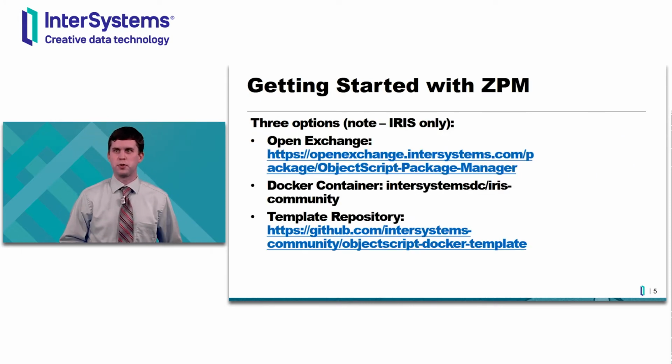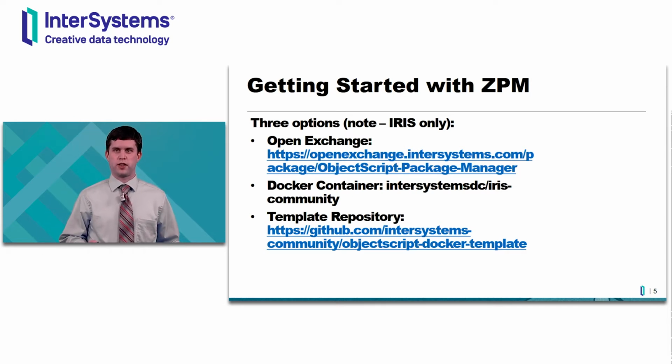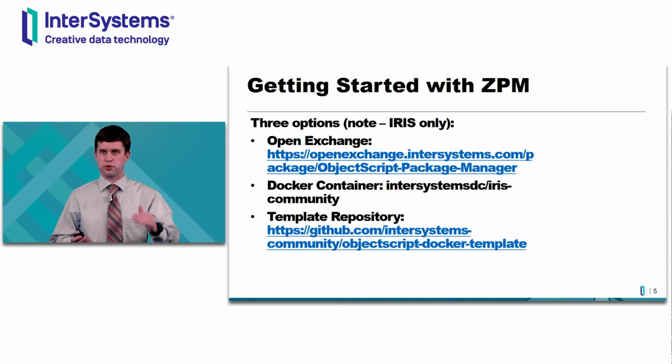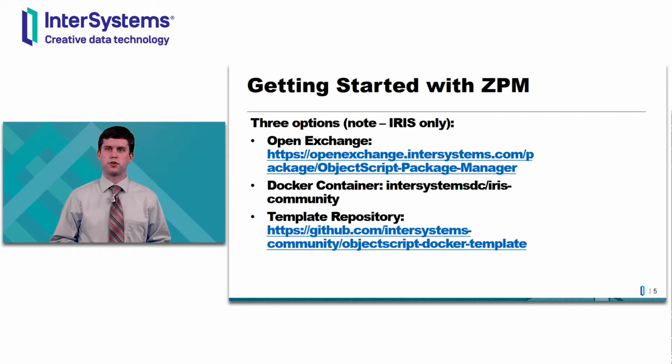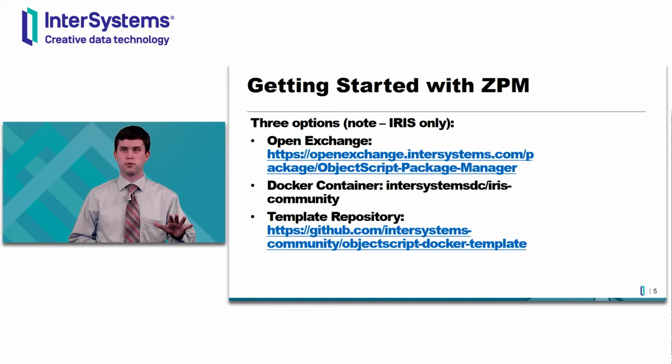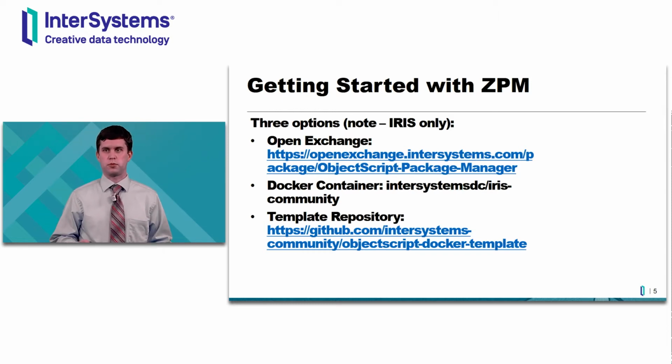So, getting started with the ObjectScript Package Manager. There are three options. If you don't know anything about Docker, just stick with the first one. Most simply, you can start out with the Open Exchange. There's a link there, and you can just download an XML file and load it into your instance. Note, this is for IRIS or IRIS for Health only, and that'll get you set up and running.